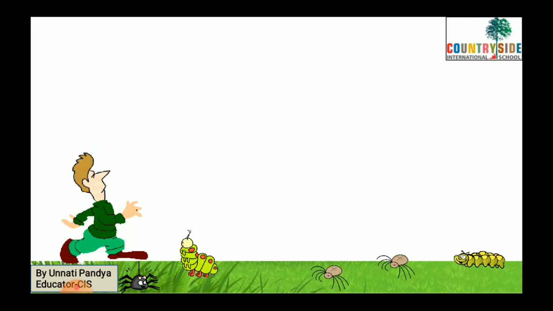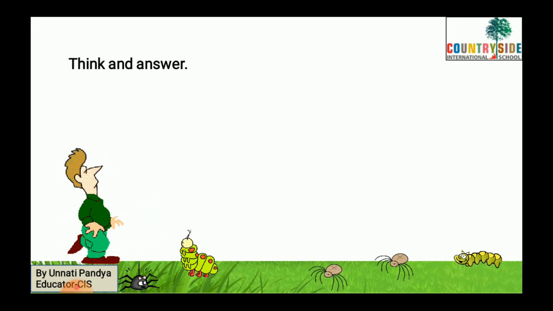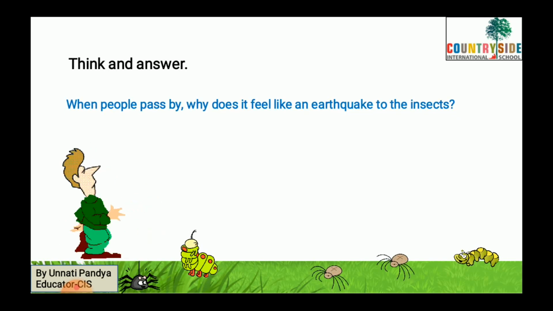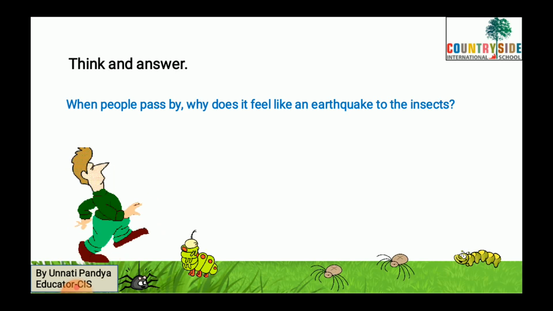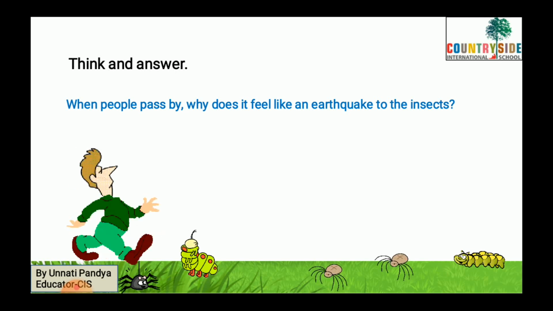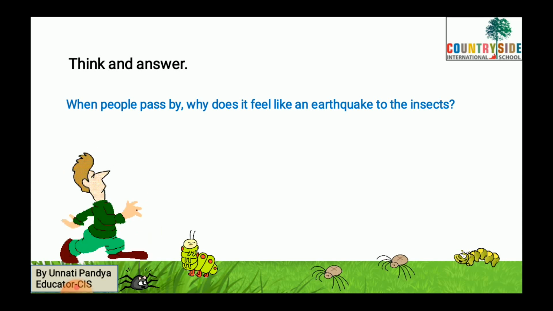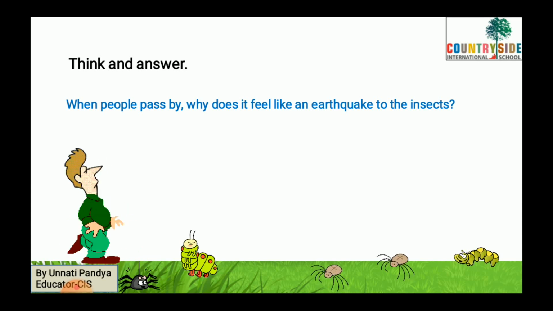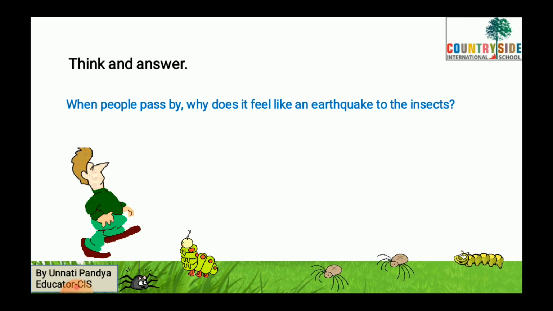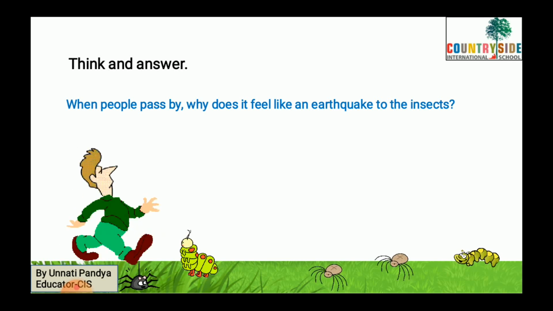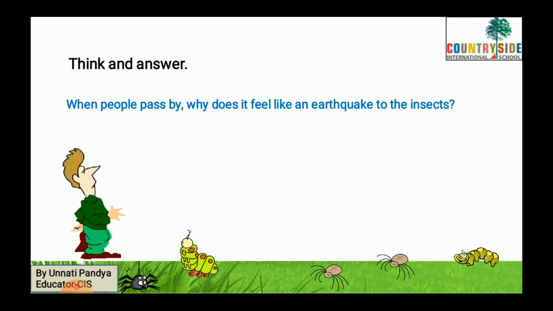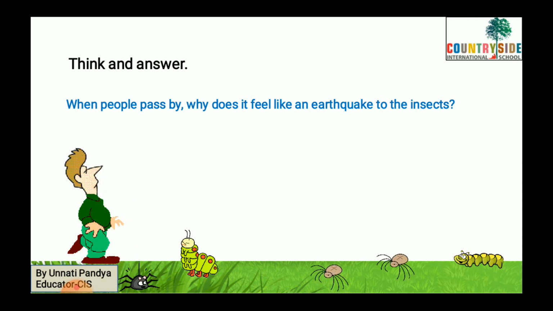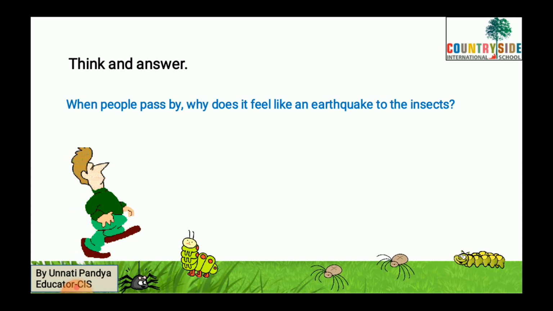Now let us look at think and answer. The question is, when people pass by, why does it feel like an earthquake to the insects? Look at the picture carefully and think for yourself. Why is it so that when people pass by, the insects feel as if it's an earthquake?